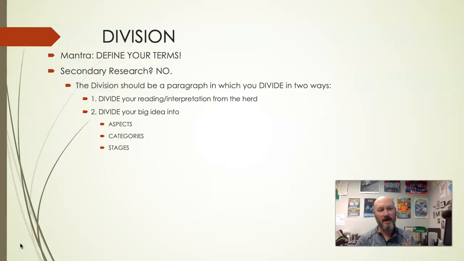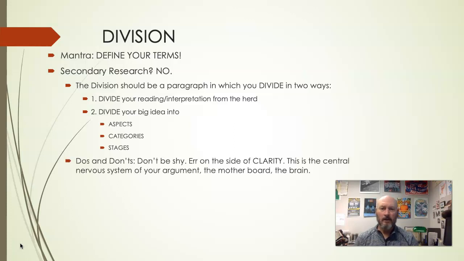This is going to define the structure of everything else that's going to happen over the course of your essay. Don't be shy in this section. Err on the side of clarity. Again, this is the central nervous system, the motherboard, the brain of everything that you're writing about. And it's going to be really important that we know what those signposts are, those aspects, those categories, or those stages. So make sure you make it 100% clear.